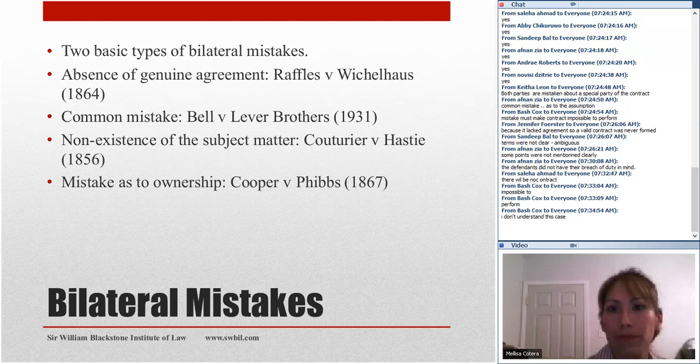The first situation is the non-mistaken party is aware of the other party's mistake, but proceeds to contract anyway. And in the second case, the non-mistaken party has created a mistake to induce the mistaken party to contract. So it's in those two situations that the courts will find the contract void. Just in those two situations. And in both cases, the non-mistaken party doesn't have any reasonable expectation to protect.